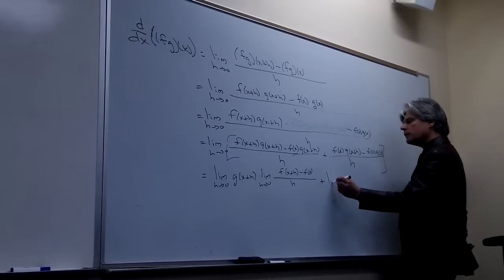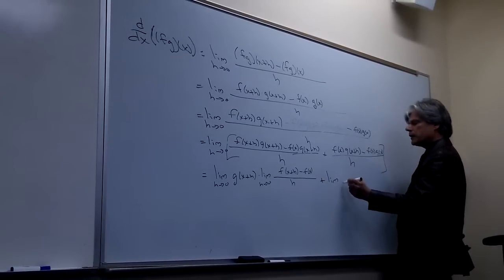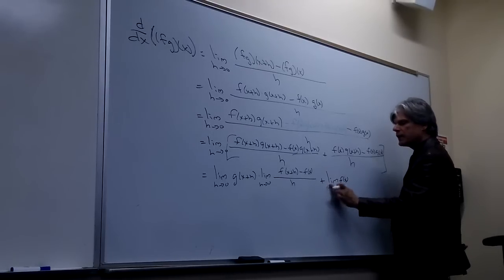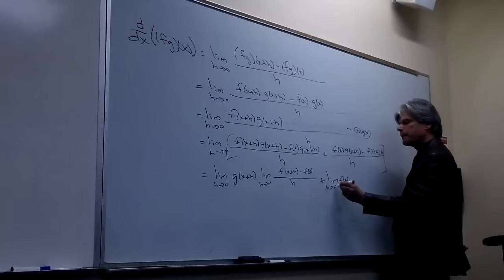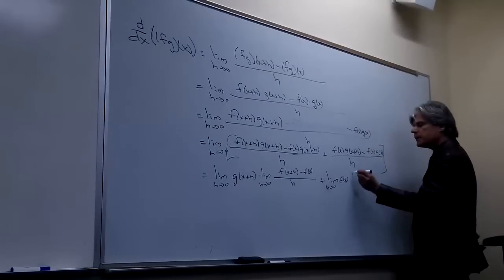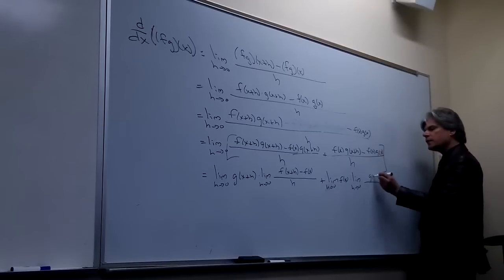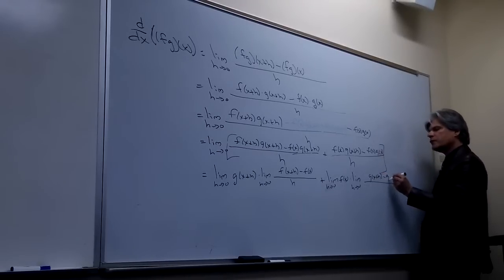Plus the limit of my f of x as x plays this game. Ooh, I misspoke. I meant as h, not x, plays this game. Times the limit as h goes to 0 of, well, what the heck is left over? Is that a g of x plus h minus g of x all over h?